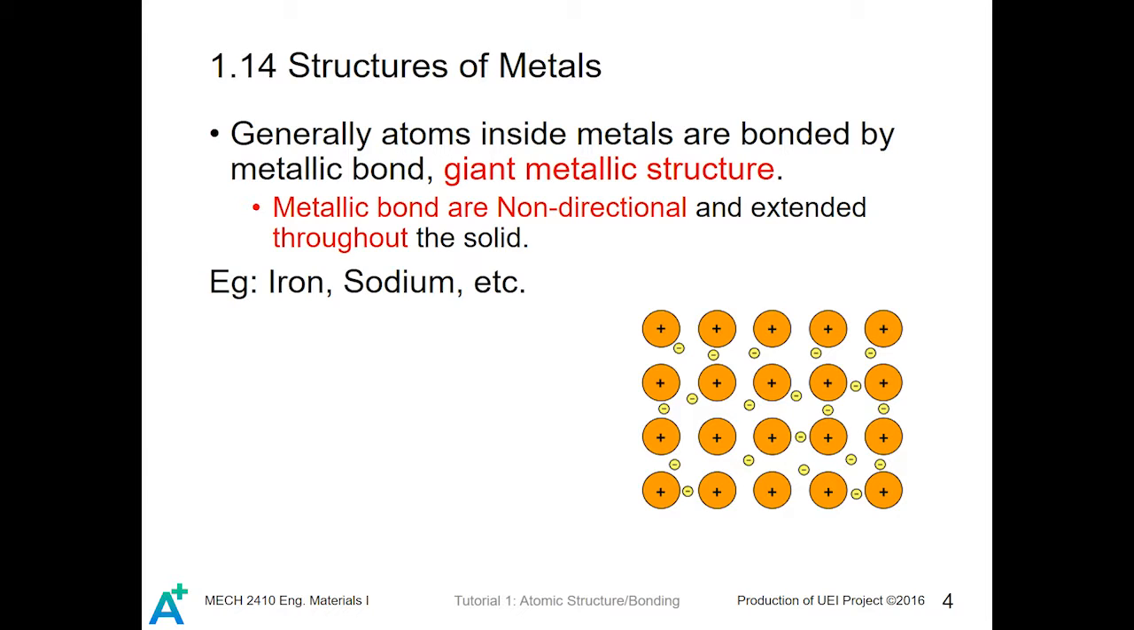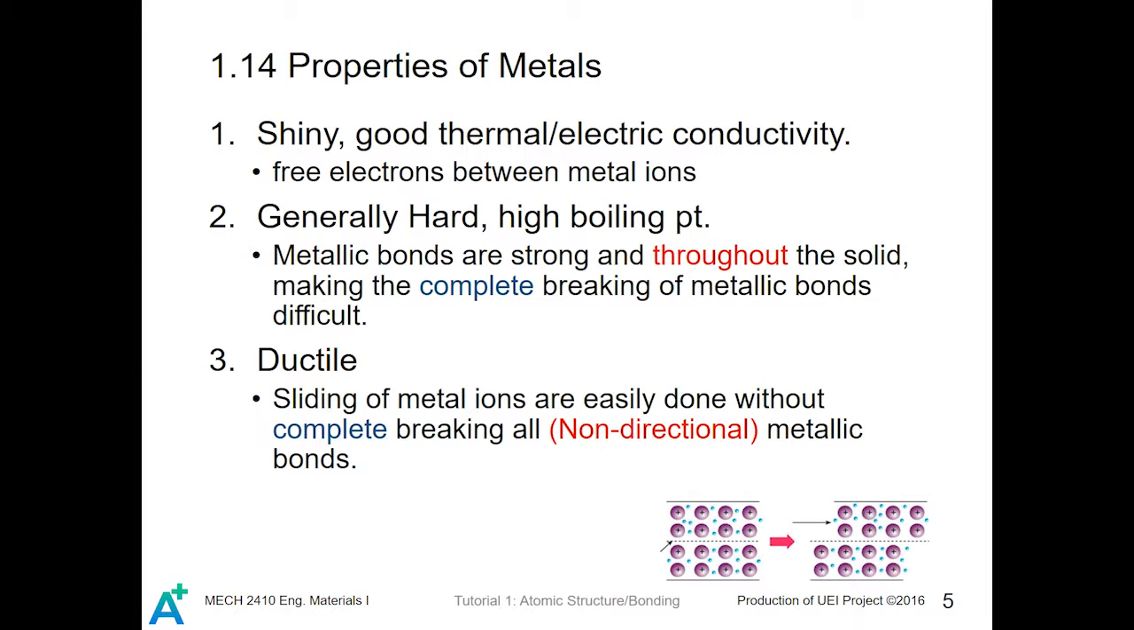Metals, as the name suggests, have atoms bonded by metallic bonds, and their structure is a giant metallic structure. Metallic bonds are non-directional and extend throughout the solid. Examples are iron and sodium, etc. Properties of metals: they are shiny and they have good thermal and electric conductivity. It is because there are free electrons between metal ions.